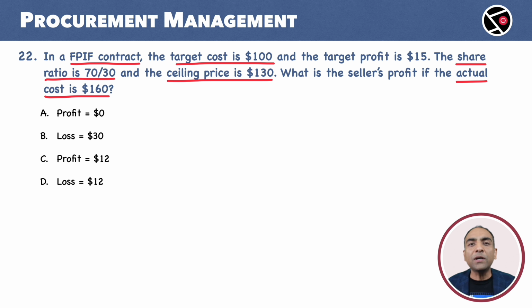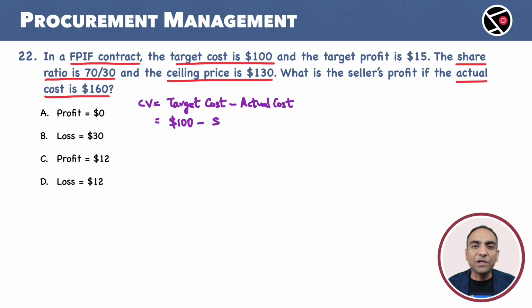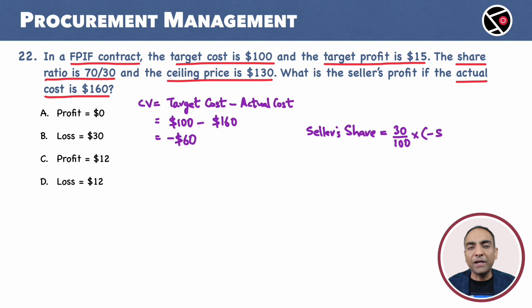We start with the cost variance. Cost variance, or CV, is target cost minus the actual cost. Target cost is $100 and actual cost is $160. So CV is minus $60. The share ratio is 70 to 30. 70% of the cost risk is with the buyer and 30% is with the seller. So seller's share of the risk is 30% of minus $60.